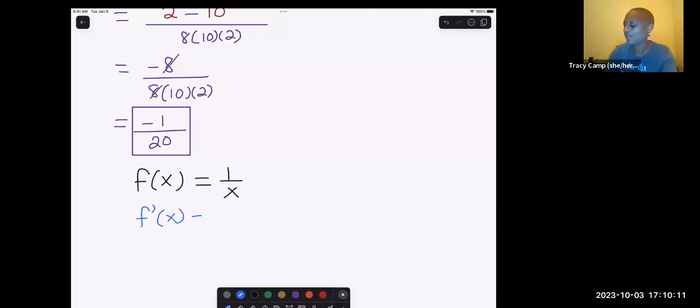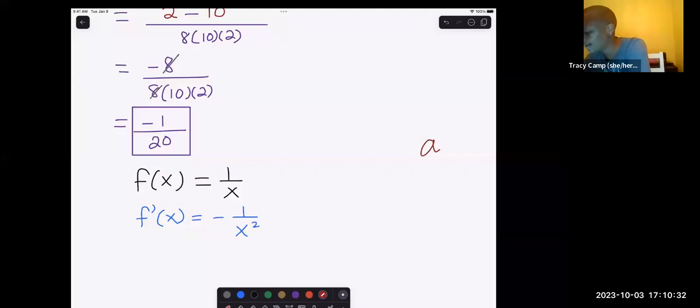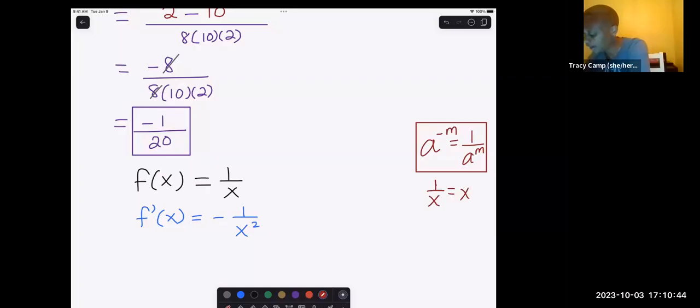Well, I know this is just -1 over x squared. I just have that memorized because it comes up often enough. But this comes from the rule from algebra that a to the -m is 1 over a to the m. So if we have 1 over x, because x in the denominator is raised to the power of 1, I can rewrite this as x to the -1.